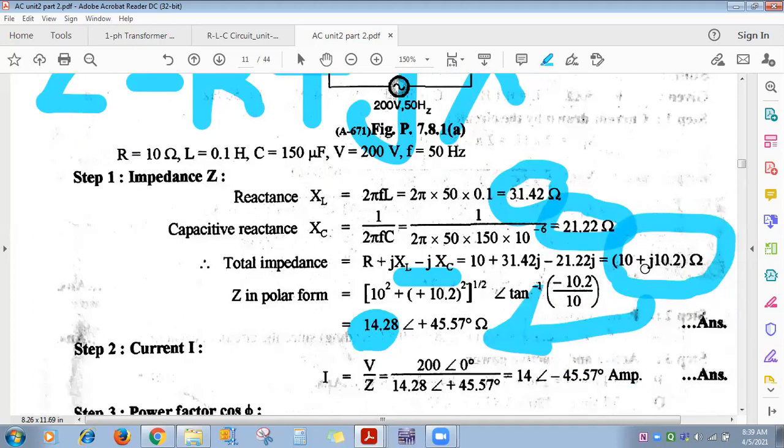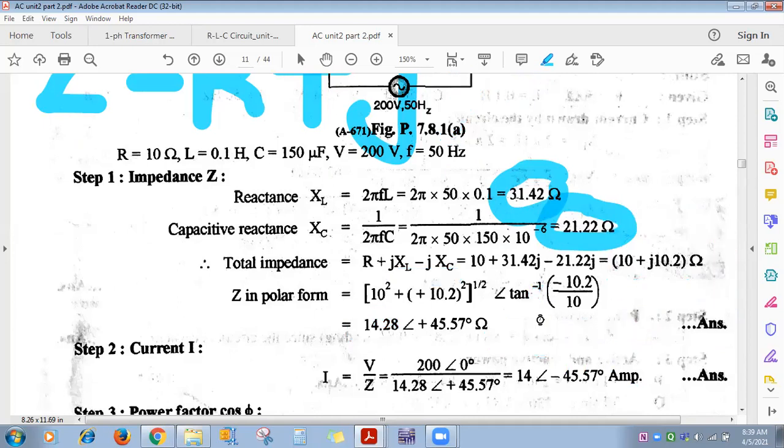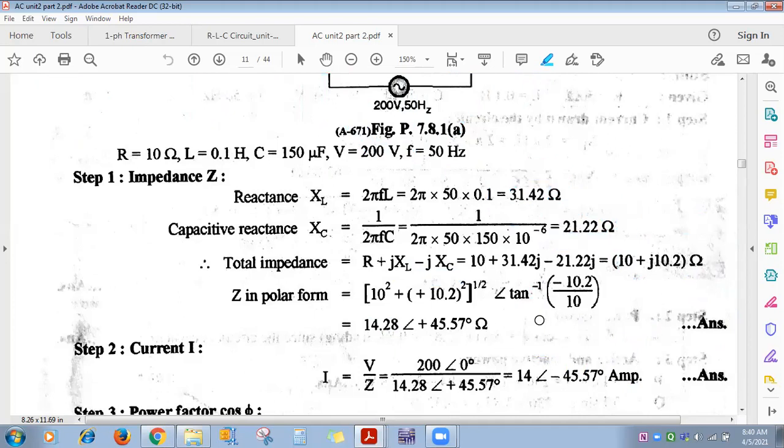And what about angle? Phi is tan inverse of imaginary part upon real part. Here it should not be minus. By mistake they have taken minus here. This should be plus, because 31.42 minus 21.22 you will get plus 10.2, isn't it? So it's a printing mistake over here. Correct it. So angle you will get positive. Any difficulty with this? Up to this impedance? To calculate impedance, any difficulty?